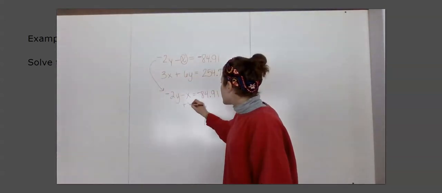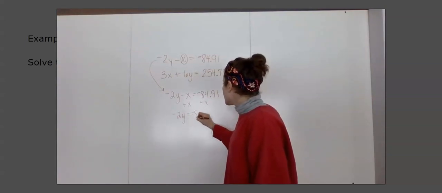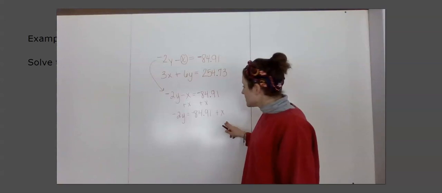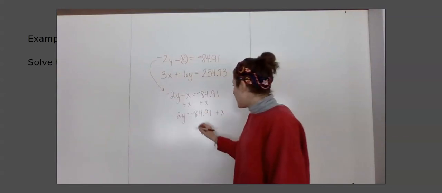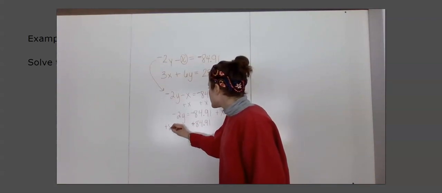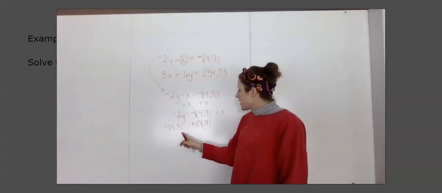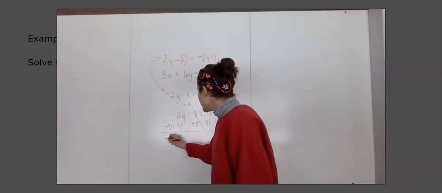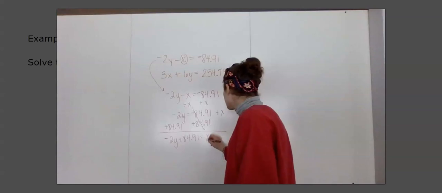Okay, I am going to add x to both sides because I want x to be positive. So I get negative 2y equals negative 84.91 plus x. Now, I have x positive. Why don't I get rid of the 84.91? It's negative, so I'm going to add it to both sides. Add 84.91 to both sides. Even though I'm adding it on this side, remember I can't combine it with the y term because those are not like terms. So I have negative 2y plus 84.91 is equal to x.